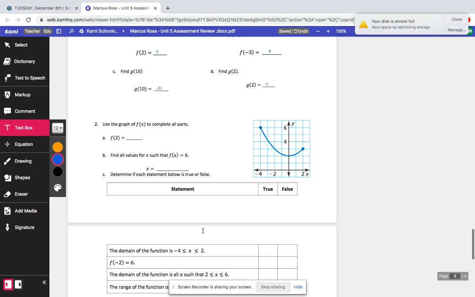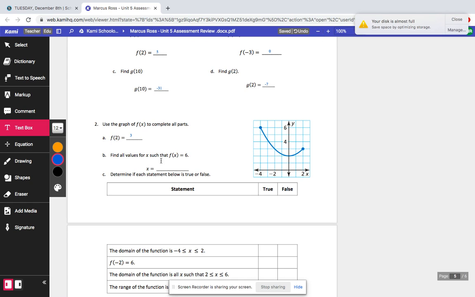Let's go down to 2. Use a graph of f of x to complete all parts. So f of 2, so our x is 2. What will y be? Because remember, f of x is y. F of 2 is y. So when x is 2, let's look at our graph. When x is 2, y will be 3. We're just going up the graph wherever y hits, okay?